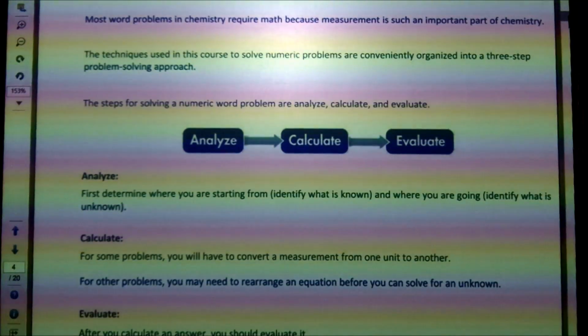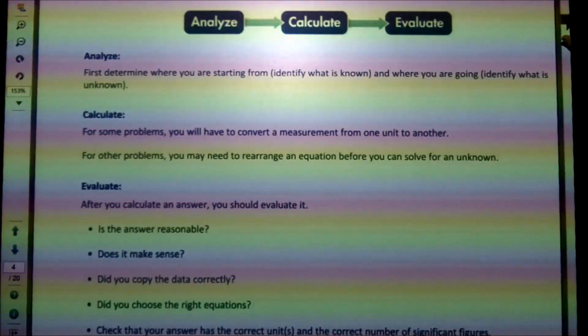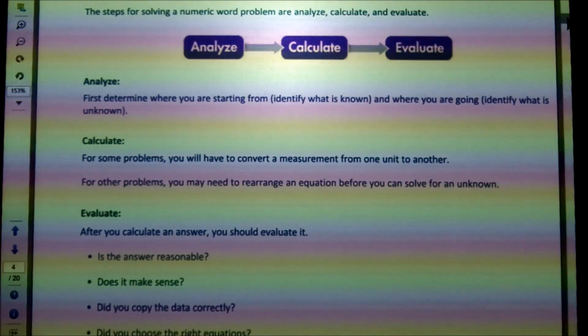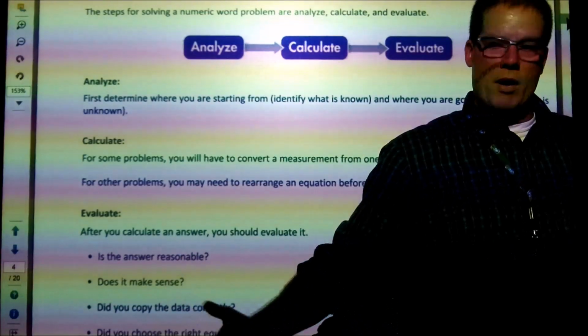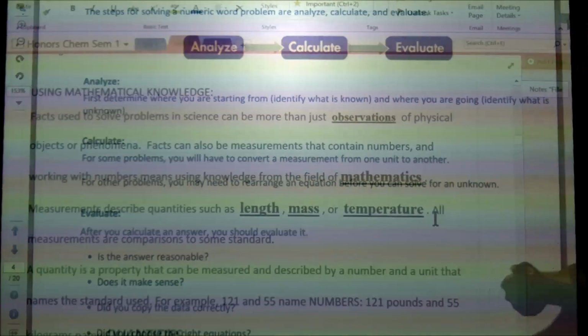Again, some more of the problem-solving techniques. I'm not going to go over that. I just kind of talked about it. So we'll analyze the situation, we'll calculate it, and then we'll evaluate. We'll talk more about that when we get into the labs.